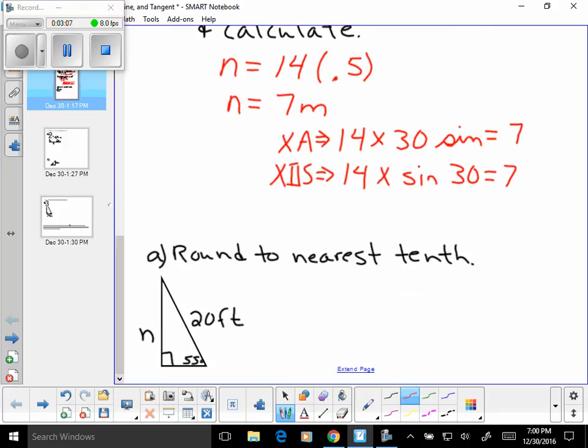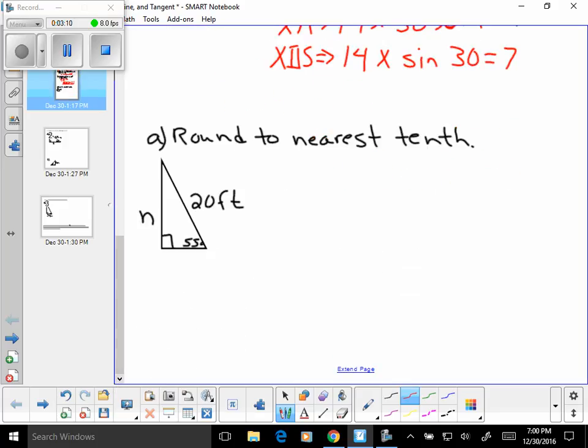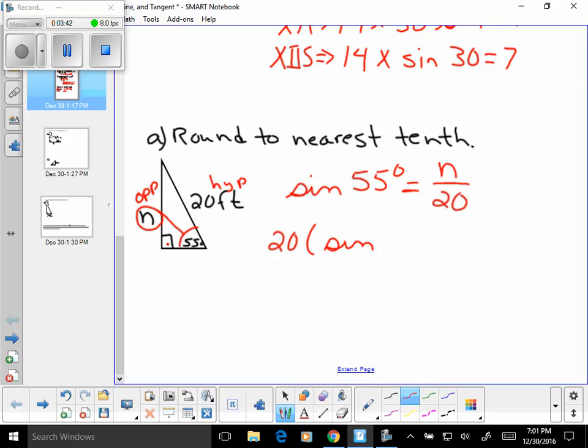All right, we're going to round to the nearest tenth. We know that we're going to have this angle. Here is our opposite, and because this is the right angle here, this has to be the hypotenuse. That tells me that the sine of the 55-degree angle has to equal the n I do not know over the 20 I do know. Multiplying both sides by 20, I'm going to take 20 times the sine of 55 degrees. That's going to equal n.